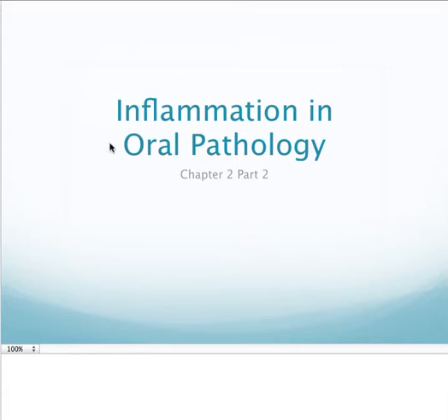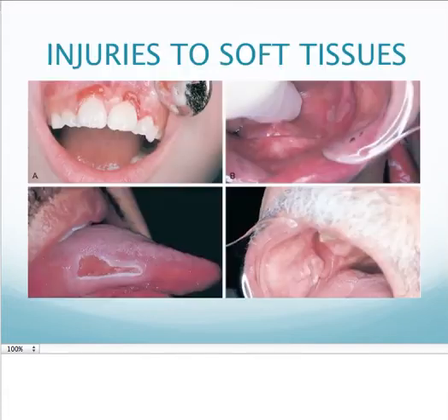More in-depth info on all the lesions. So, first up, the group of injuries to soft tissues. Remember, these are lesions that are due to injury.